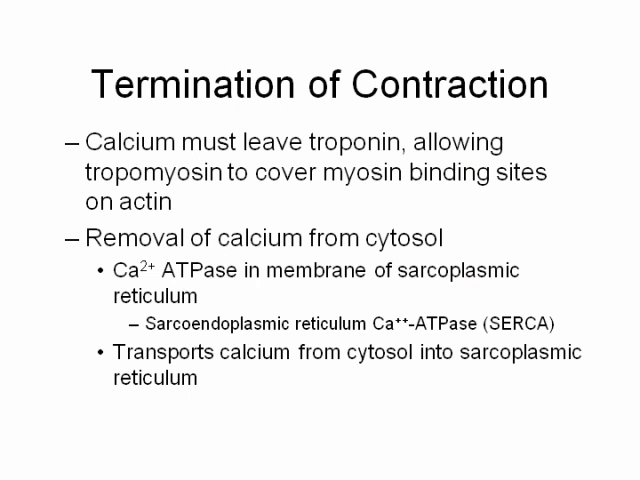So once we've got contraction, how do we terminate it? Well, the calcium has to leave the troponin, allowing the tropomyosin to go back over the myosin binding sites and prevent myosin from binding to the actin. So we remove calcium from the cytosol with what's called the SERCA. The SERCA is the abbreviation for the sarcoendoplasmic reticulum calcium ATPase. That is an ATPase, an enzyme that breaks down ATP as a fuel for activating a calcium pump. So the SERCA is a calcium pump that then is going to transport calcium from the intracellular fluid back into the sarcoplasmic reticulum. And then, of course, the muscle can't contract because there's not enough calcium available.